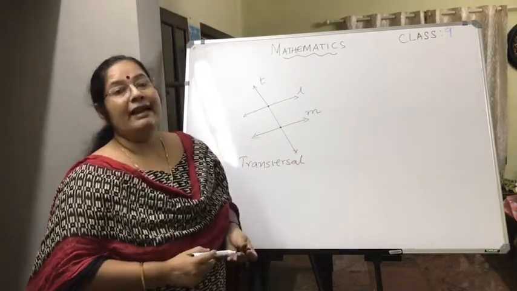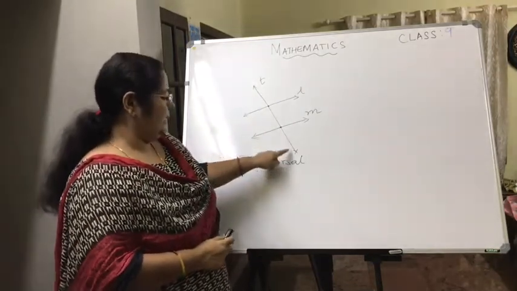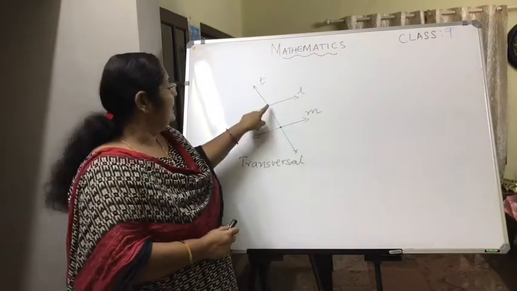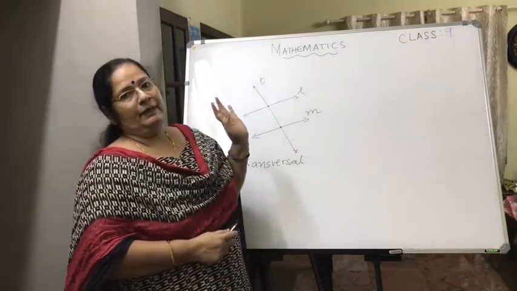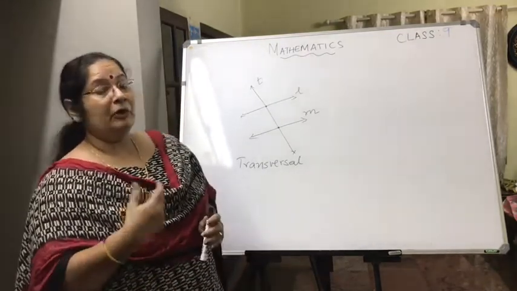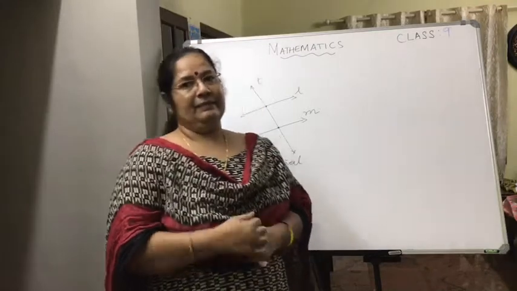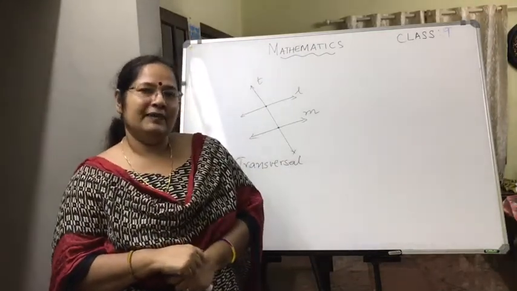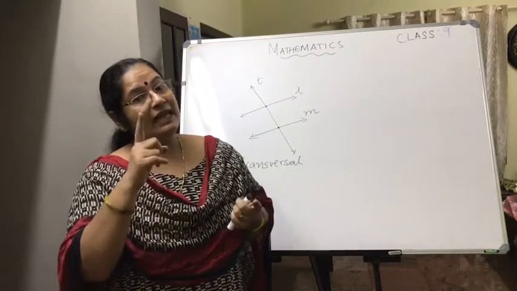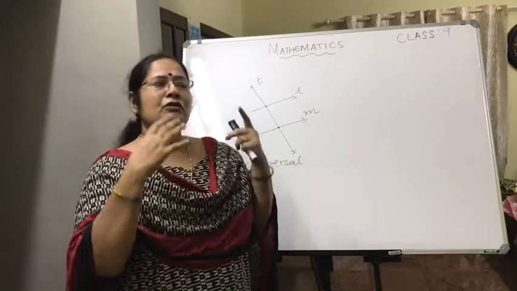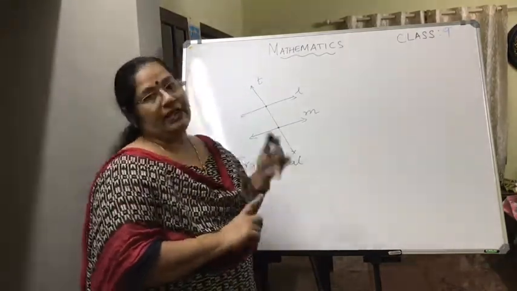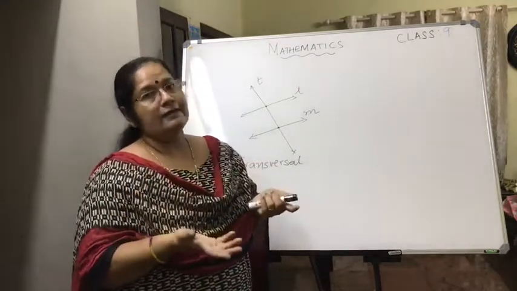What is it called? Transversal. So a transversal is a line which intersects two or more lines at distinct points. Now also, we have learned about parallel and intersecting lines. What are parallel lines? Lines which never meet. And intersecting lines are lines which have one point in common. So keep these concepts about parallel lines and the transversal in your mind for learning the next concepts.